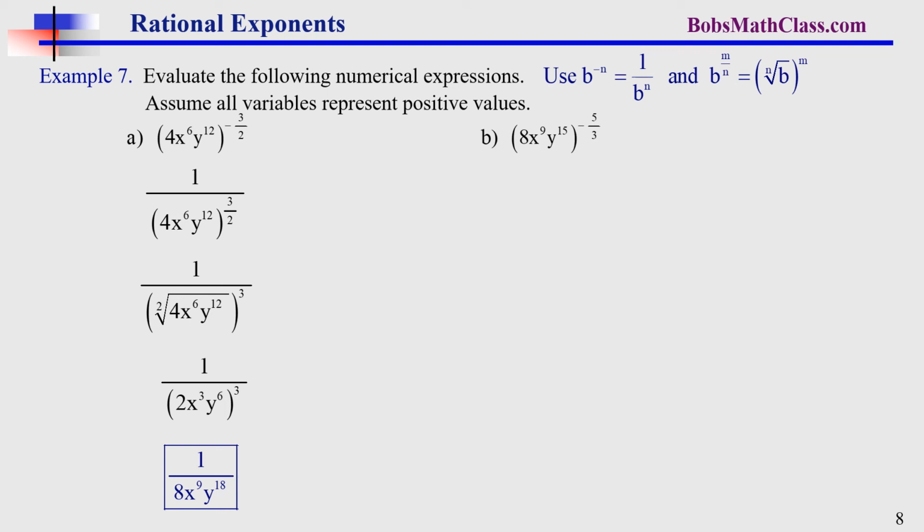Okay, our next one. It has an exponent of negative 5/3. We're going to move the expression to the denominator. Make the negative 5/3 a positive 5/3. Then write it in radical form. The 3 is our index. The 5 is outside the parentheses.